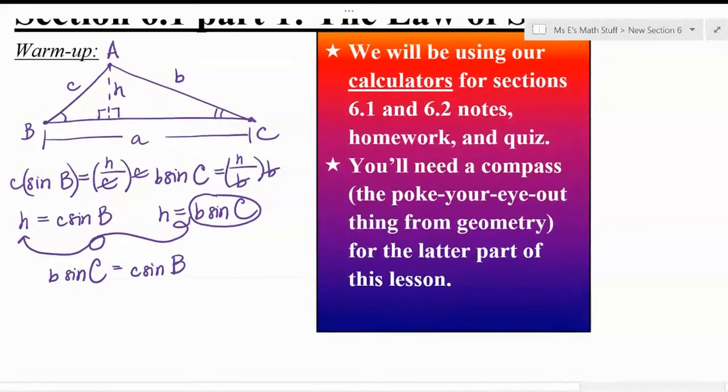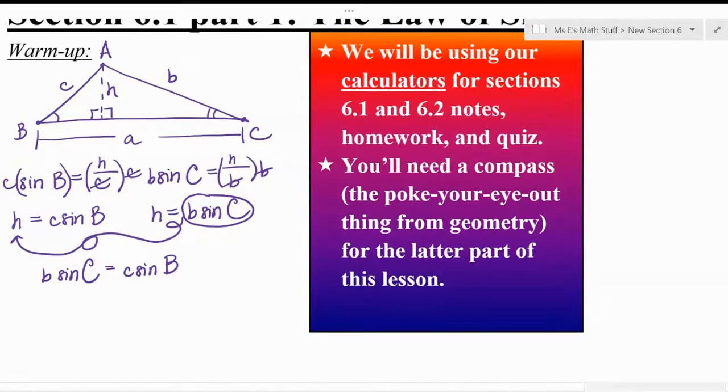And they could have published the law of sines to look exactly like this, but it would be a little bit harder to remember. So what they did was they just algebraically manipulated this to have the C stuff together and the B stuff together, and it made it easier to remember. So to do that in one step, you could just divide both sides by bc. There we go. And then you have this cute little equation.